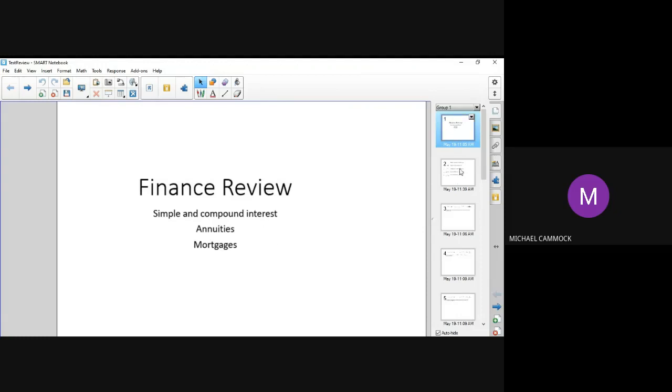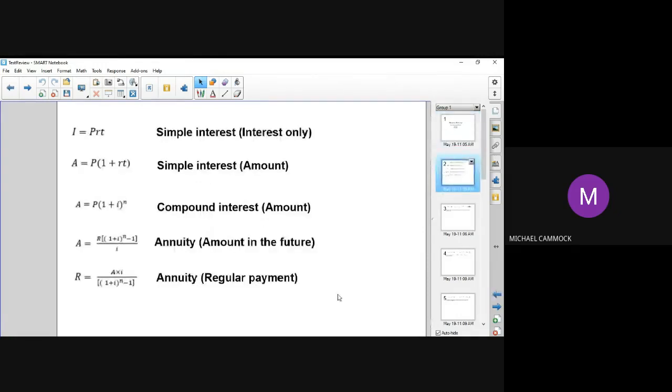Okay, so let's start by reviewing a couple of the formulas that we've used in this unit. On the screen, you can see I equals PRT. That's a simple interest formula. If all I want to know is the interest, that's the formula that I'm going to use. Then I have A equals P(1 plus RT), and this is another simple interest formula. But this is the formula you use when you want to find the amount. Now remember that amount is the interest and principal added together. So if all you want is the interest, use the first formula. If you want to know what the total is, including the interest and the principal, use the second formula. So those are the two simple interest formulas.